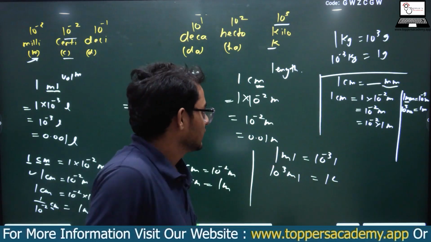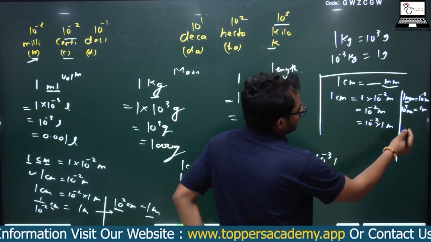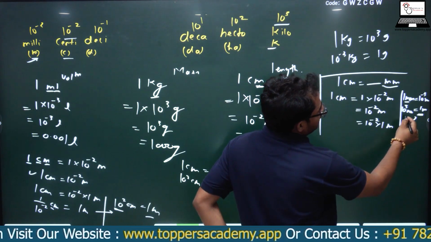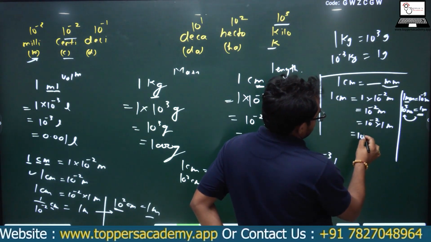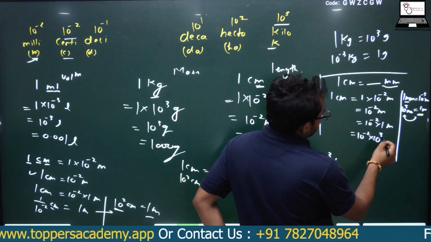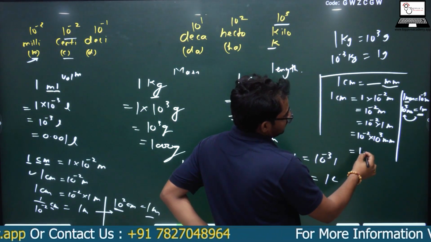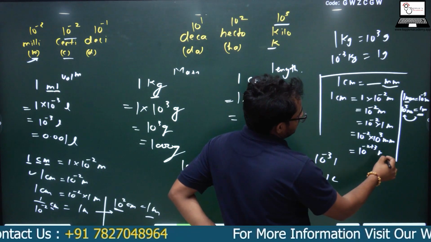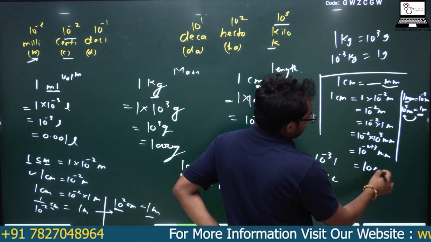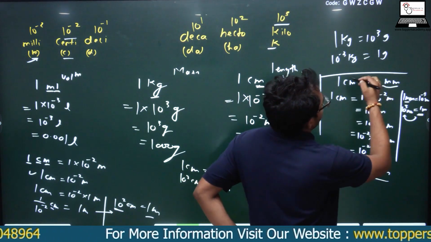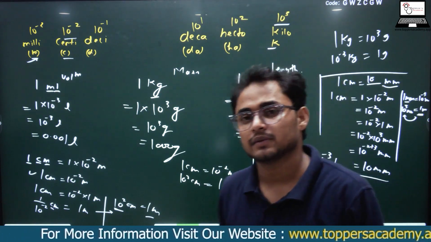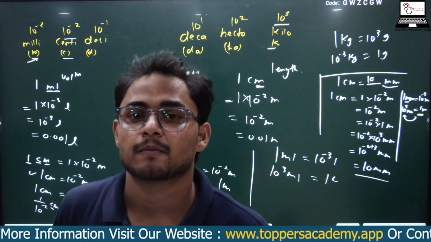Got it? Now listen, in place of 1 meter, I am going to write 10 to power 3 millimeter. So 10 to power minus 2, 10 to power plus 3, 10 to power minus 2 plus 3 millimeter. That means 10 millimeter. That means 10 is the answer. So 1 centimeter is equal to 10 millimeter. In this way, you can solve this problem, right? Correct?